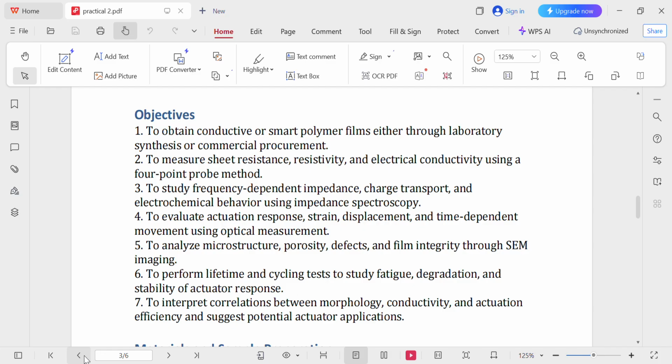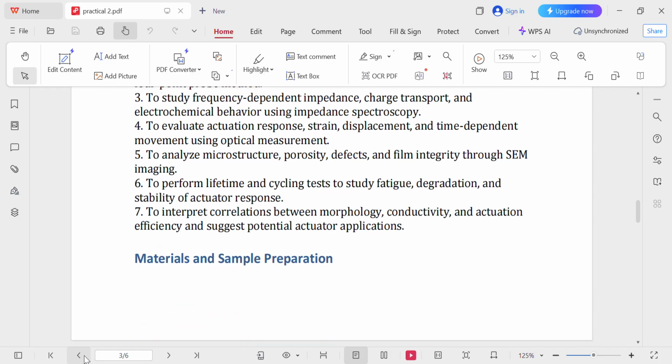And next is to interpret the correlation between the morphology, conductivity, and the actuation efficiency, and to suggest potential actuator applications. Next is the material and the sample preparation.